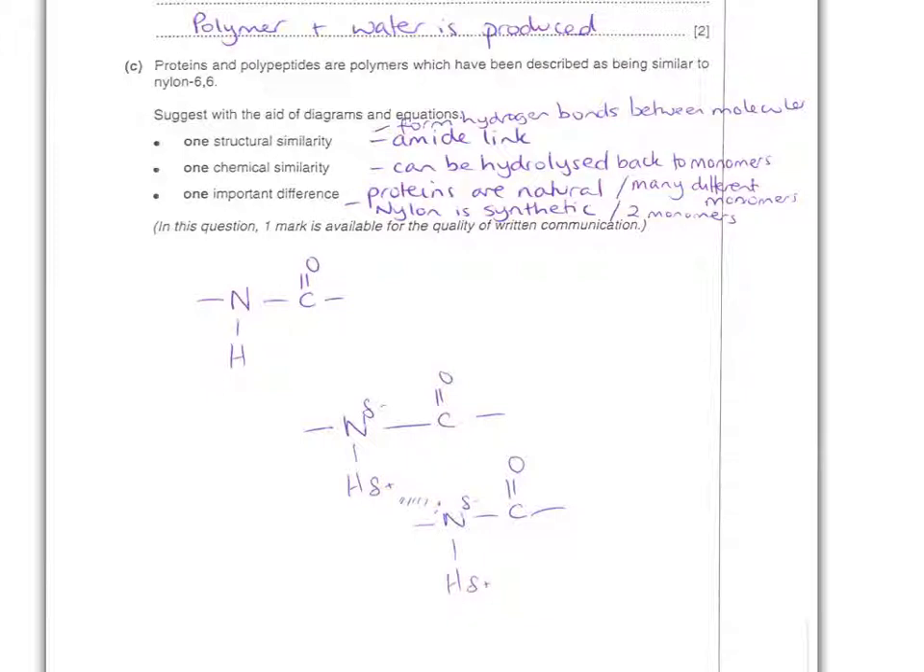A chemical similarity, both of them can be hydrolyzed, so under acid aqueous reflux conditions or alkaline aqueous reflux conditions, that amide will be broken down and hydrolyzed. Differences between polypeptides or proteins and nylon. Main one is going to be that protein is a natural substance and nylon is synthetic or man-made. You may also want to discuss the monomers that could be used to make them, but I think it's much more simple to talk about natural and man-made.